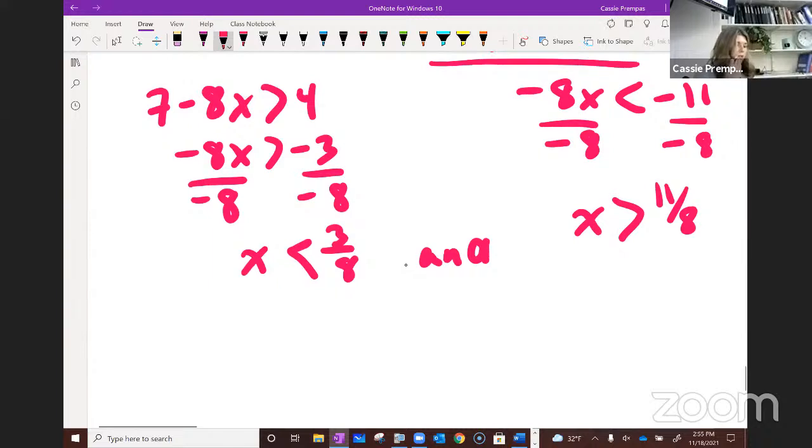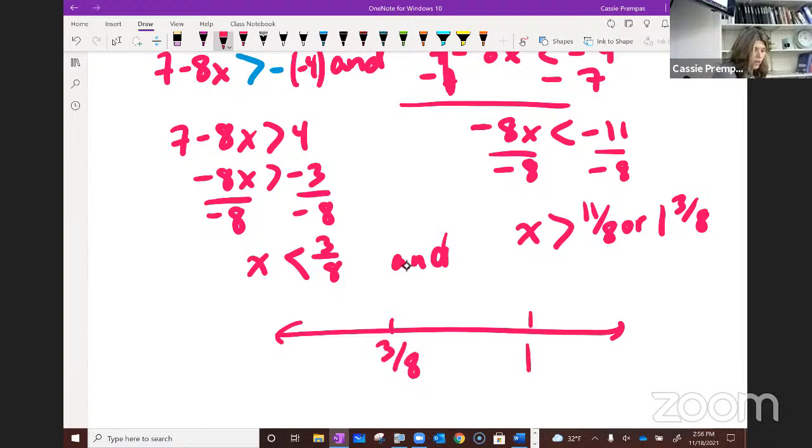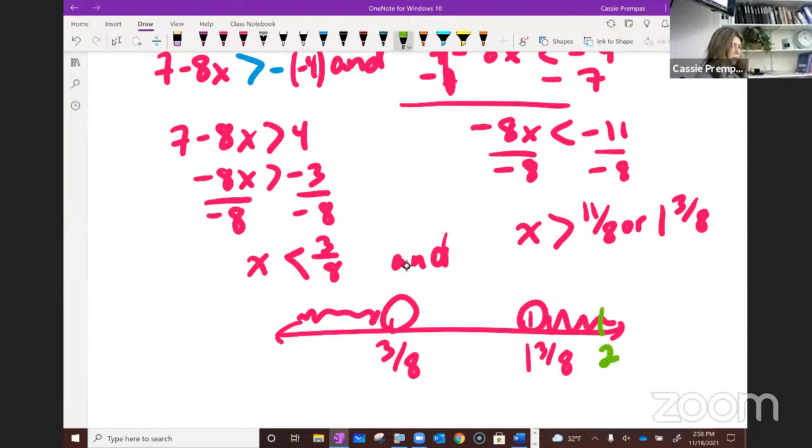So you're looking at what numbers have to be less than 3/8 and bigger than 11/8. 11/8 is the same thing as 1 3/8. So if I was trying to graph this, you'd have 3/8 is smaller, 1 3/8 is bigger. What numbers are going to make both of these true? Is the number 2, that's shaded, is that bigger than 1 3/8 and less than 3/8? No. So there's nothing that can make both of those true. No number will fit both conditions.